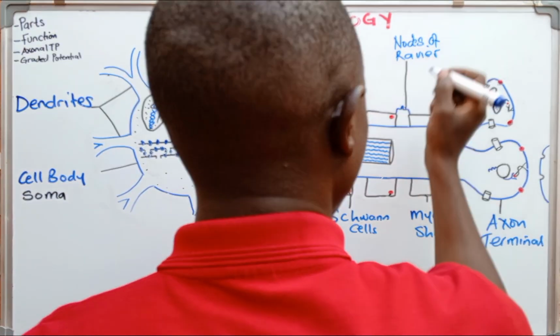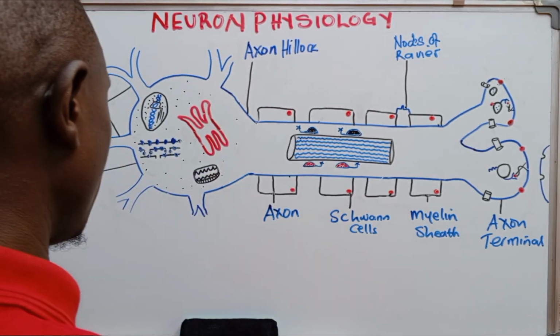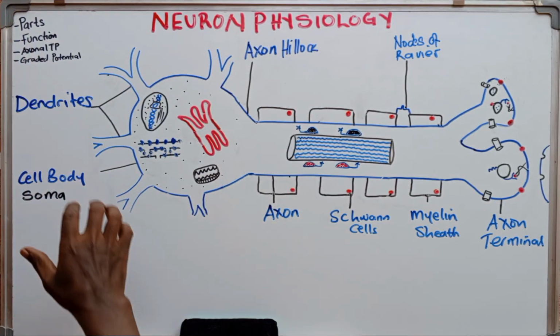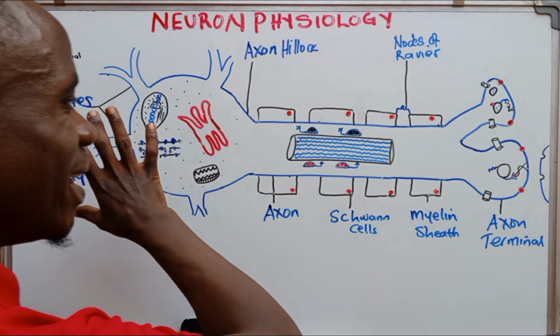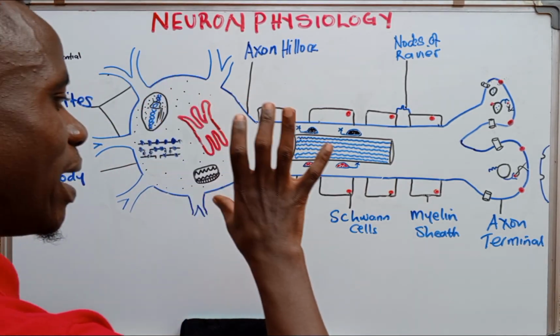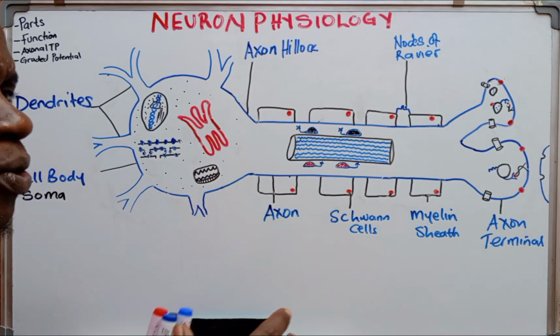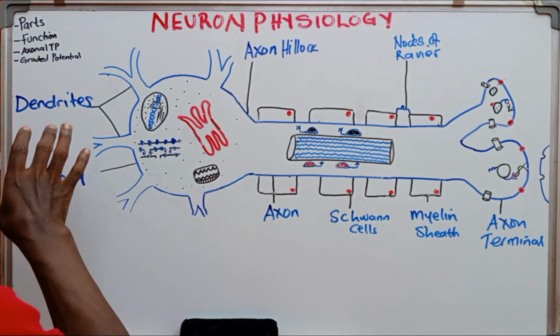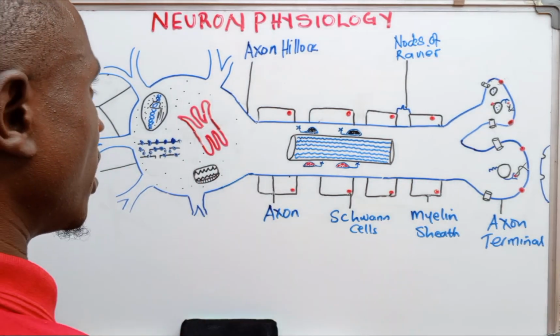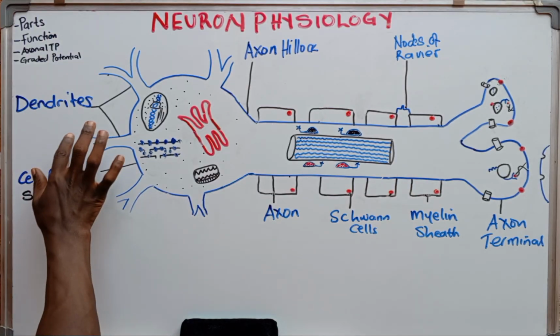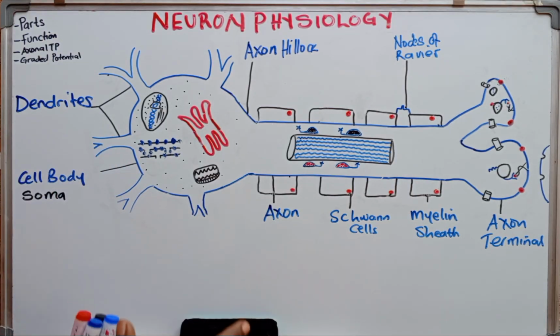Okay, we shall see what these nodes of Ranvier do. Having looked at the diagrammatic illustration and all the parts that make up the motor neuron, let's go ahead and see what these parts do in general, in the part we call physiology. Now we want to see what dendrites do.